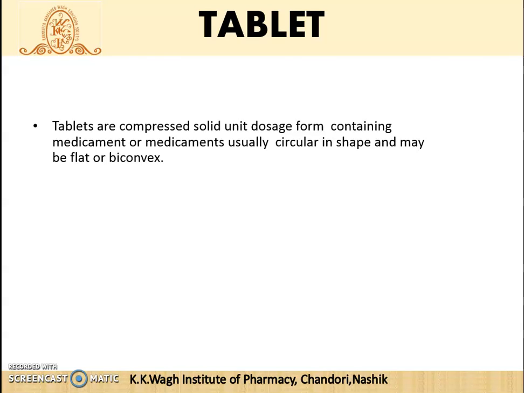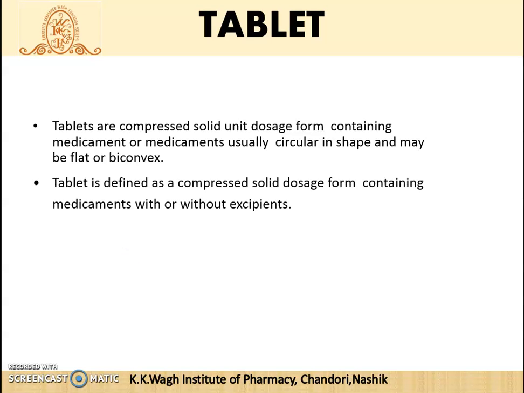Tablets are compressed solid unit dosage forms containing medicament or medicaments, usually circular in shape and may be flat or biconvex. Or a tablet is defined as a compressed solid dosage form containing medicament with or without excipients. These two definitions are very popular along with the tablet.